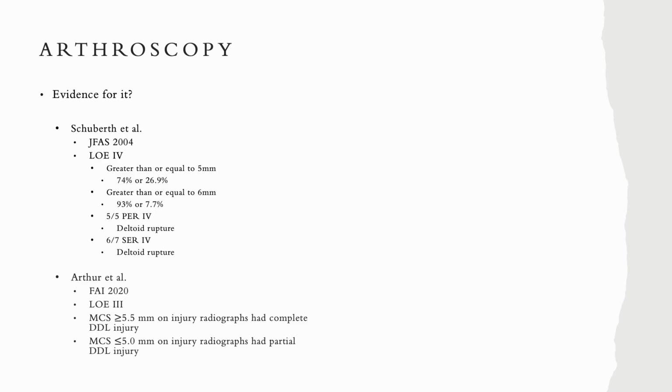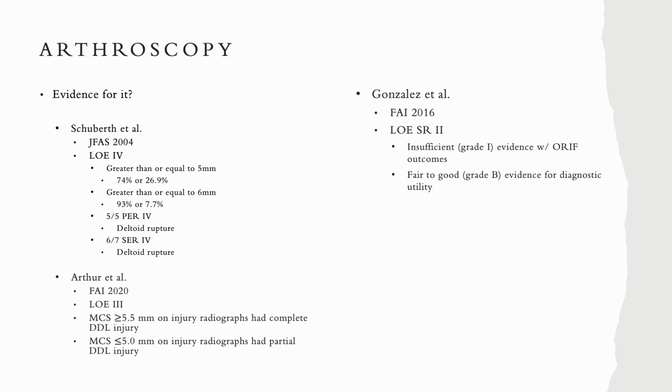Another good study in 2020, level 3 level of evidence, found that a medial clear space greater than 5.5 usually had a deep deltoid injury, and that was complete. Medial clear space less than 5 millimeters usually had a partial deltoid injury. So again, that 5 millimeters is, in my opinion, the real number that we want to look at. So if there's any question, whether it be 4.5 or 5, you just have to suspect that there's a deltoid injury. Gonzalez et al. did a systematic review in 2016.